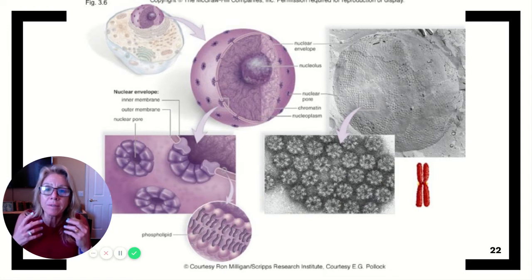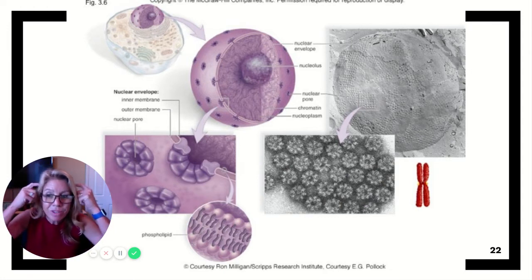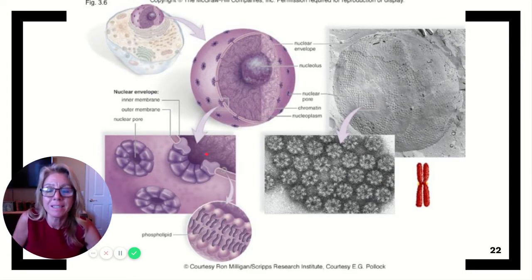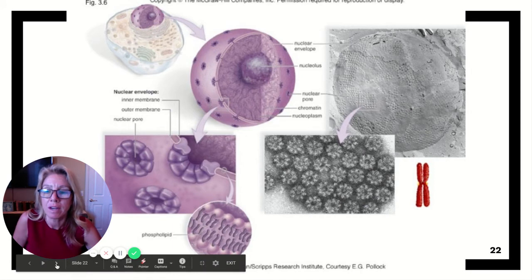And if I was going to give a human body part to the nucleus, you know what I'd call it? I'd call it the brain. It is the brain of the cell, okay? It is the CEO of the cell.